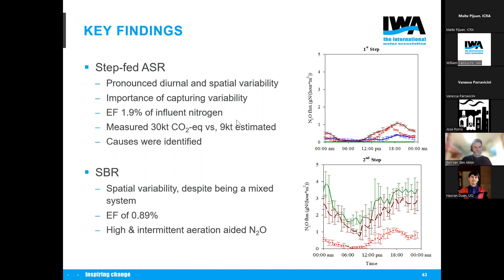In terms of our sequencing batch reactor, despite being a well-mixed system, we still identified that there was spatial variability in nitrous oxide. And again, it stresses the need to make sure you capture the spatial variability from monitoring at multiple locations.